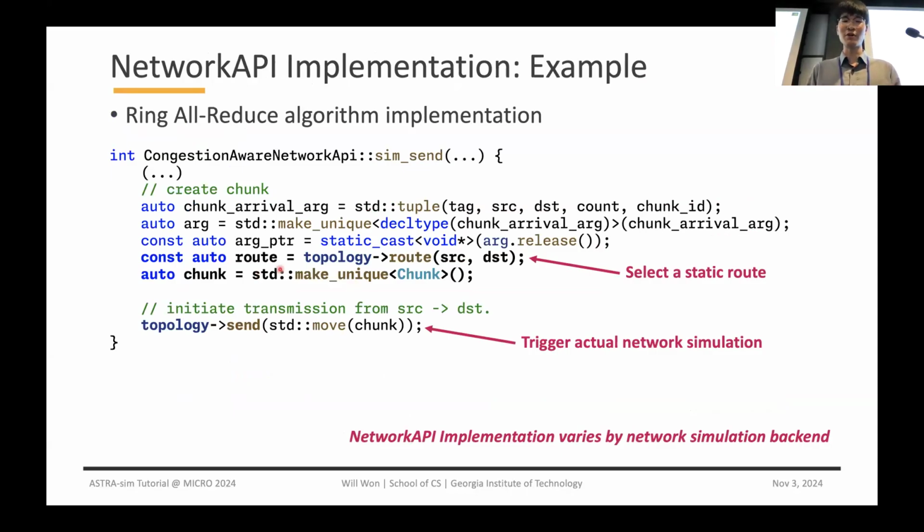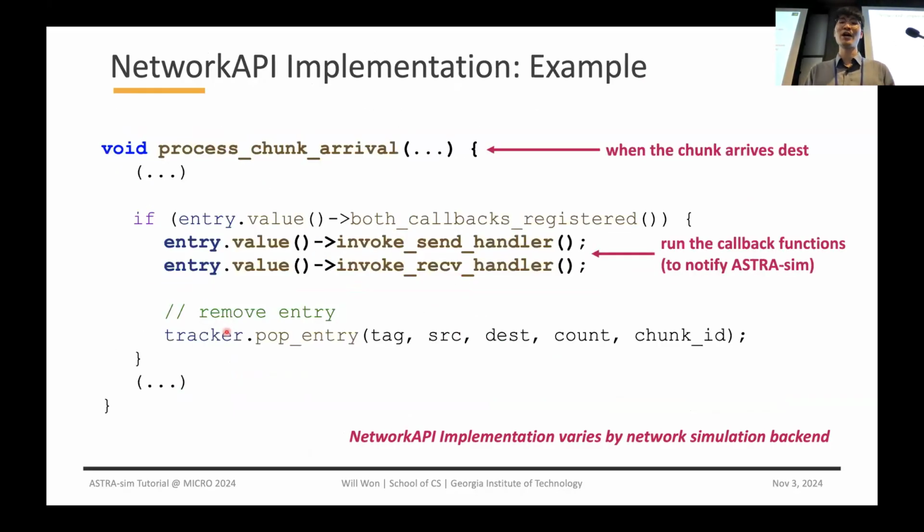As you can see, I basically calculate the route, make a chunk, and start sending the message. And once the message arrives at the destination, that will automatically call this process chunk arrival function, where here I call the event handler so that the system layer can understand that the send operation is done and proceed to the next stage. So this is ultimately how the network backend and the network API have been implemented, and how you're integrating new simulators, new network simulators, into the ASTRA-sim ecosystem.